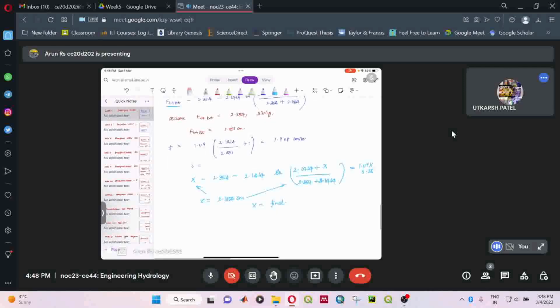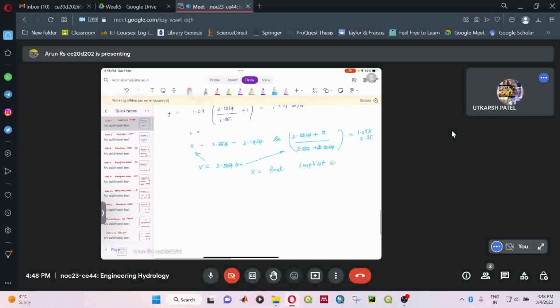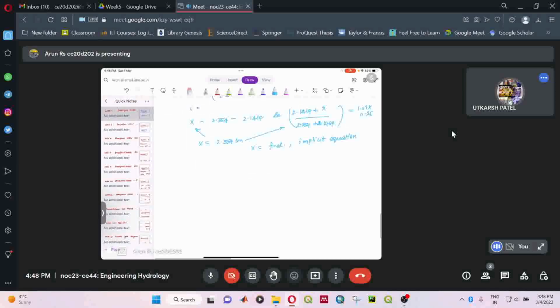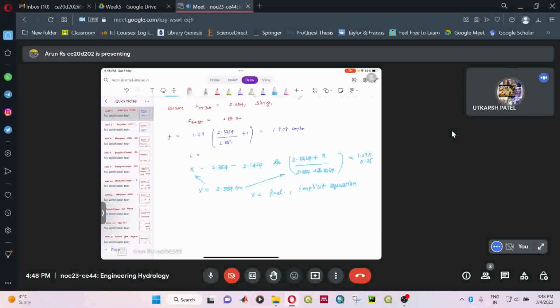That's why I told you, you can search on YouTube how to solve an implicit equation in a scientific calculator. This is termed an implicit equation. If you search that, you can see how to solve this, and then you will understand why we are doing that.